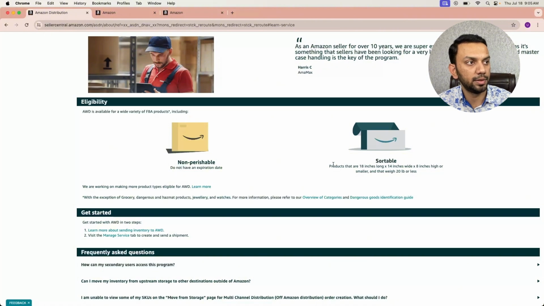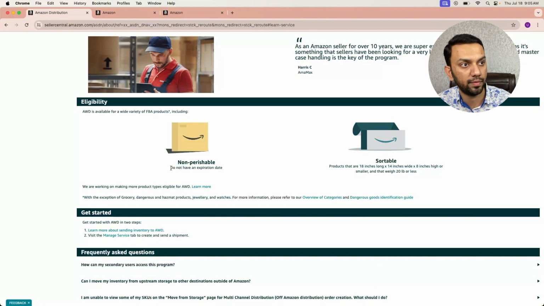So right now, products of small standard size and large standard size are eligible for shipment to AWD. Products which are larger than the large standard size are not yet allowed or eligible for AWD. So here it is, products that are 18 by 14 by 8 inches. This is the exact criteria for the large standard size. Products with this dimension or smaller, which covers the small standard size, and a weight of 20 pounds or less, are eligible right now.